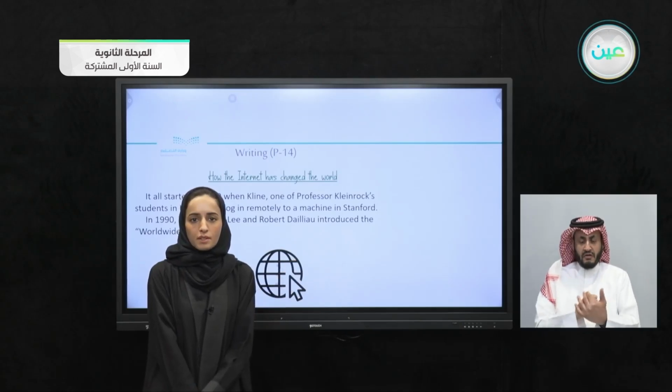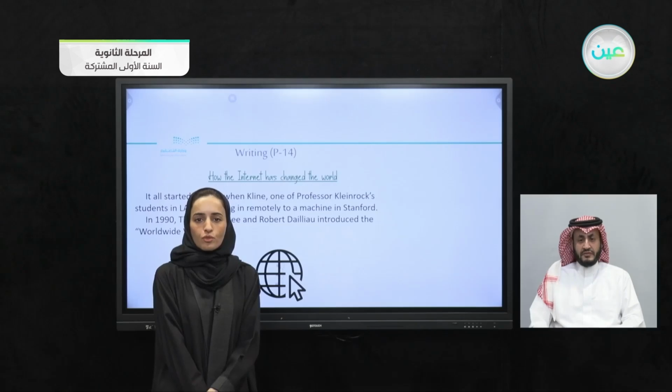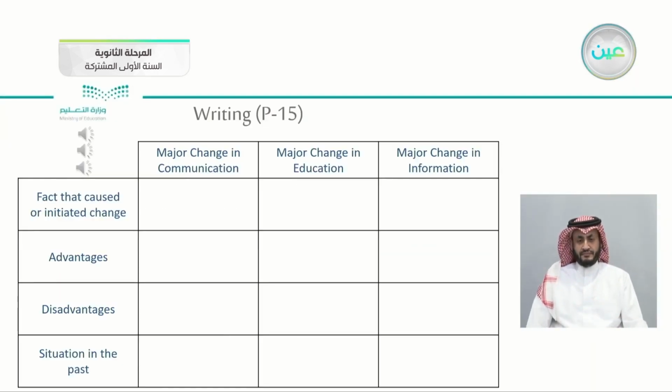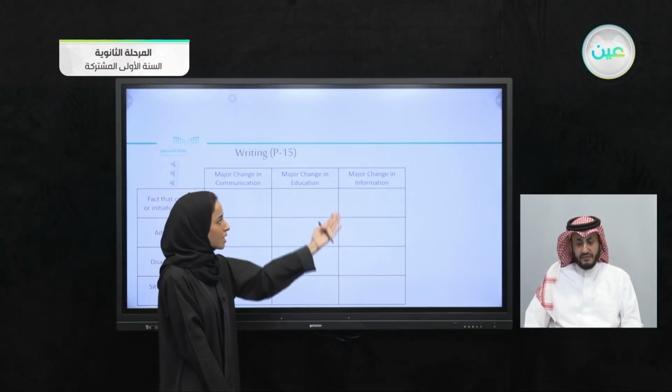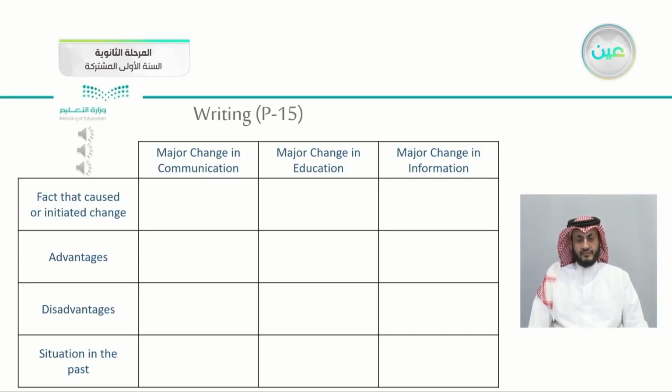How do we use it? We use it in education and learning and for information and for communication. Okay? Now, I want you to listen one more time, and this time you're going to fill out this table. We're going to speak about communication. This is the first column, about the changes in education and the changes in information. Each one is in one paragraph. The facts that caused or initiated the change.